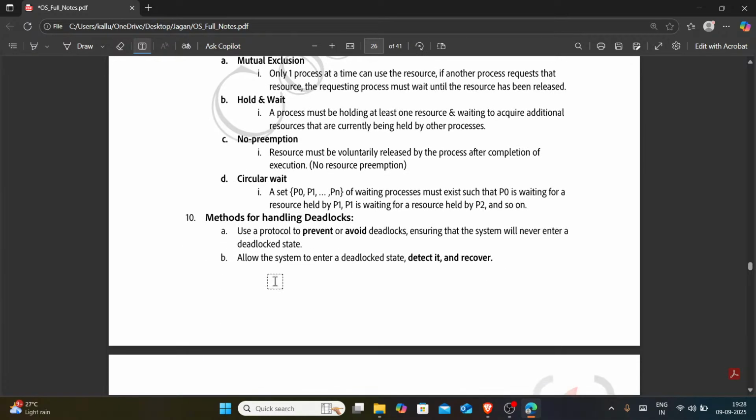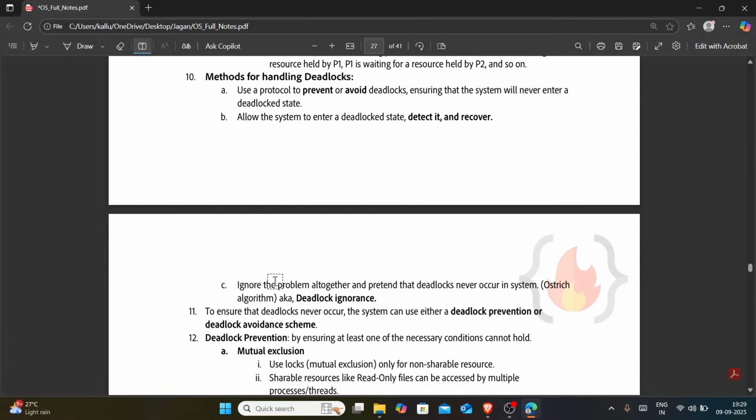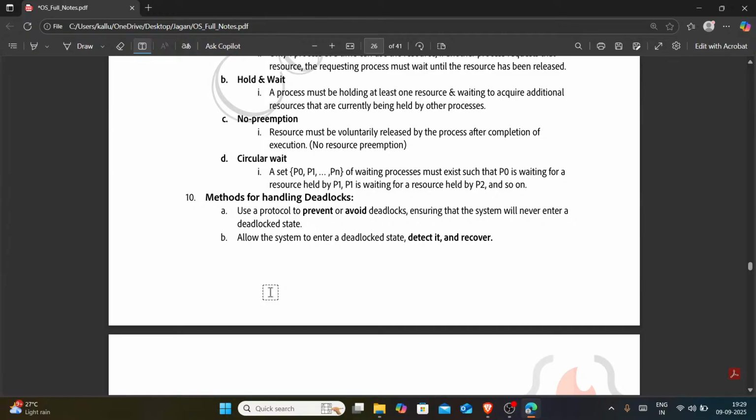Methods for handling deadlock. We can prevent deadlocks, or we can avoid deadlocks, ensuring that the system will never enter a deadlock state. Prevention and avoidance.